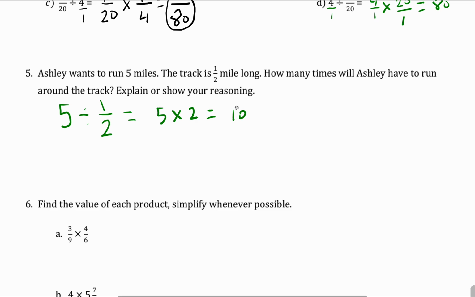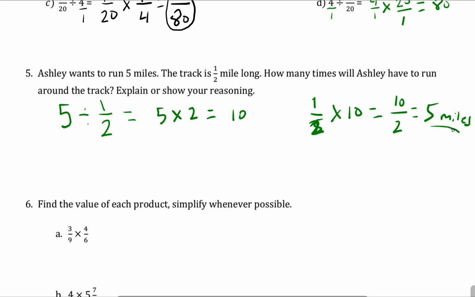Okay. And you can even test it out, because if you do 1/2 times 10, you're going to get 10 halves, right? And 10 halves is nothing other than 5 miles.